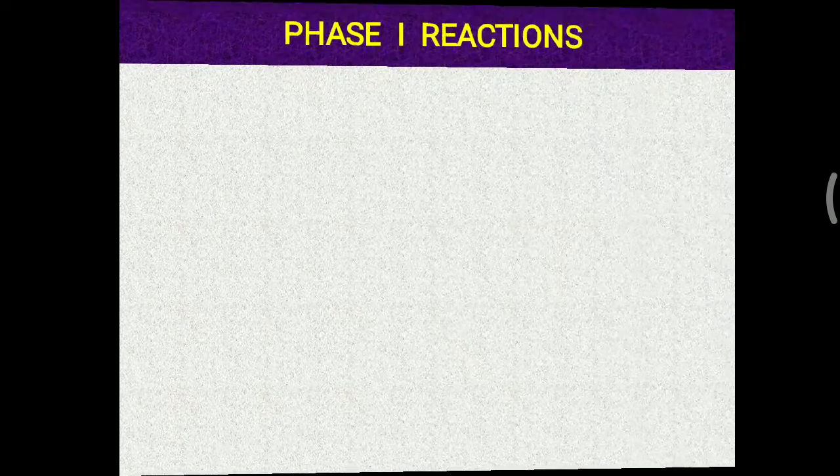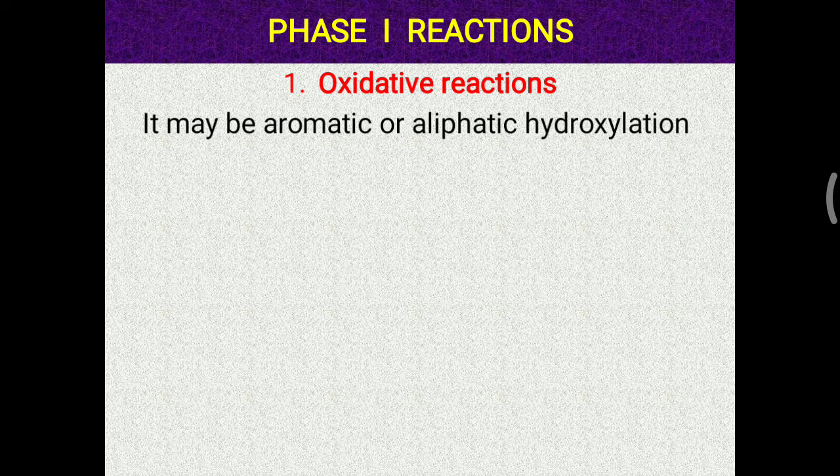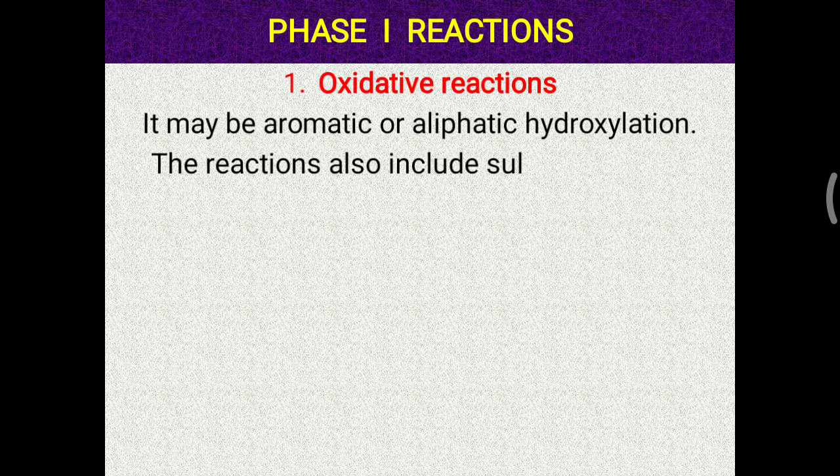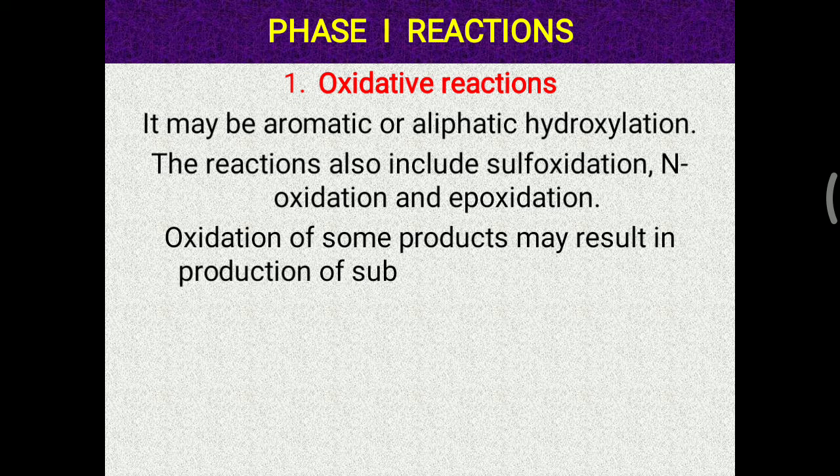In phase 1, the first one is the oxidative reaction. The oxidative process may occur over aromatic or aliphatic molecules, and includes the hydroxylation process. Oxidative reactions also include sulfoxidation, N-oxidation and epoxidation. Oxidation of some products may result in the production of substances which are more toxic. Mostly epoxidation sometimes creates toxic effects inside the body and can sometimes generate pathogenicity.